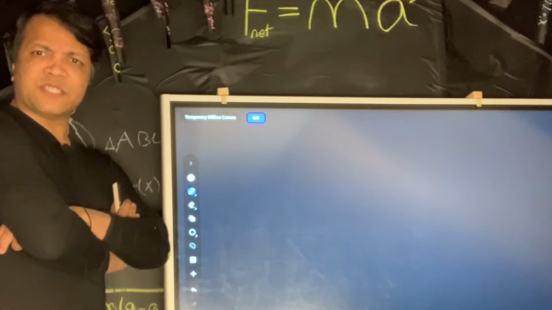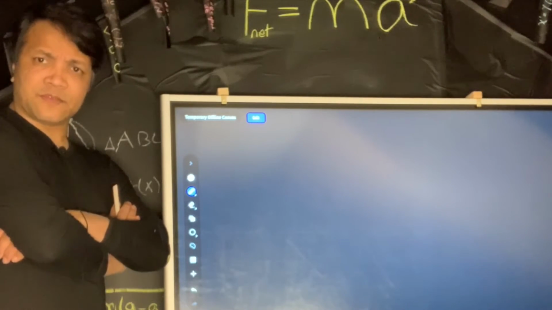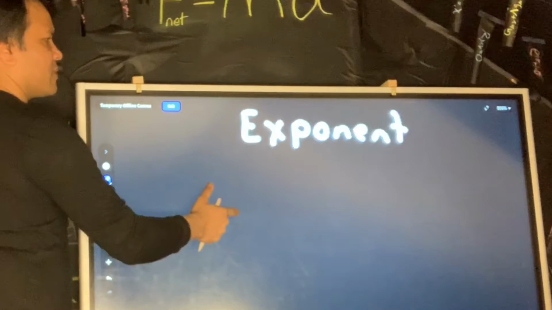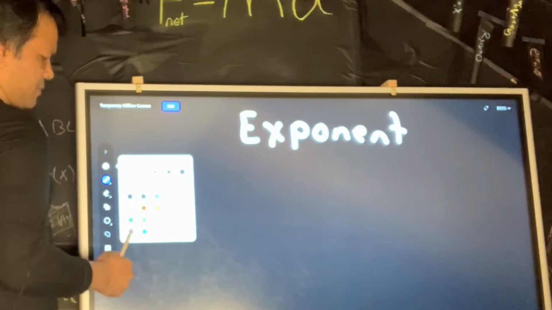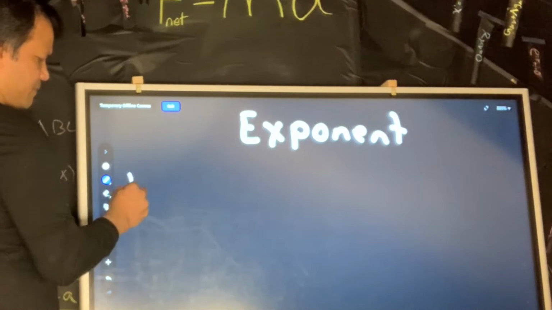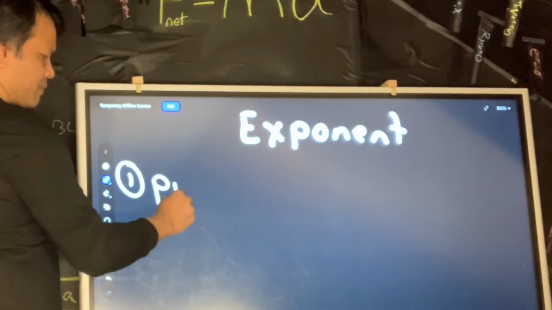Let's get started with this specialized high school admission test, and the topic is exponents. We're going to talk about seven rules. Rule number 1 is the product rule.